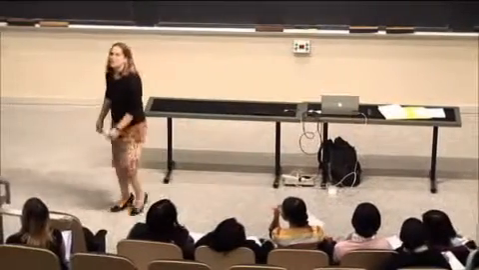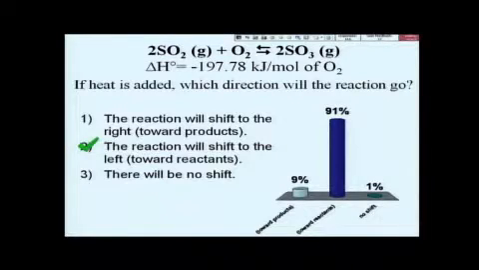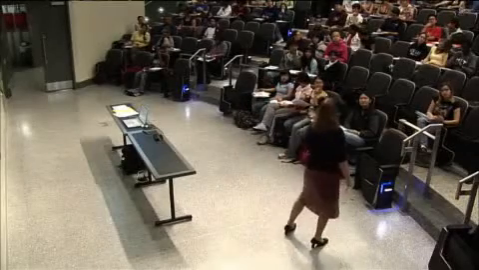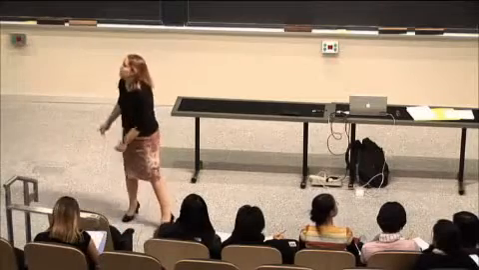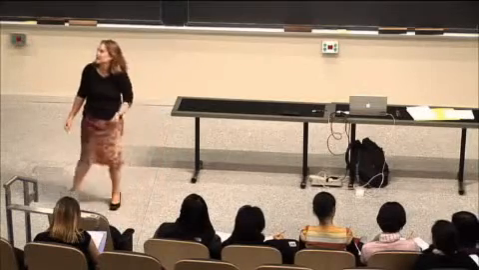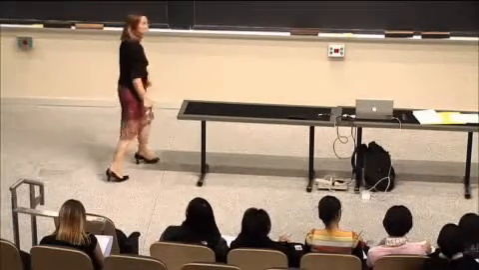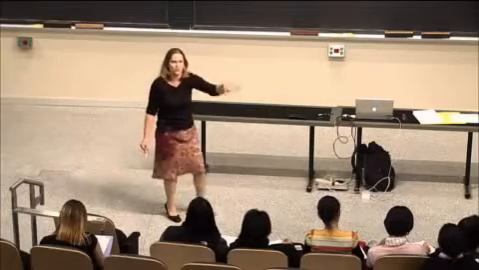All right, so what type of reaction is this, endo or exothermic? Exothermic. And so we're adding heat to an exothermic reaction. So it wants to shift to absorb that heat. So it wants to go in the endothermic direction, which is the reverse direction, or toward the reactants. And that's how it's supposed to work, too. More people get the right answer after the group discusses.